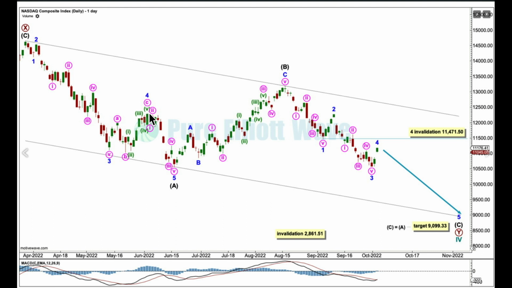Minor 4 fits as an expanded flat, A, B, C. I could put labels here for A as well. This looks like a 3-wave structure, doesn't it? B certainly could be a 3-wave structure, A, B, C, and C, importantly, looks like a 5-wave structure from this low to this high. This upward movement has a really good fit as a 5-wave structure, so that looks like wave C of an expanded flat. So there's alternation between the flat of 4 and a zigzag of 2, and the subdivisions fit well.